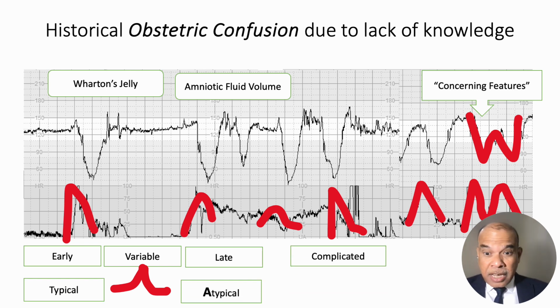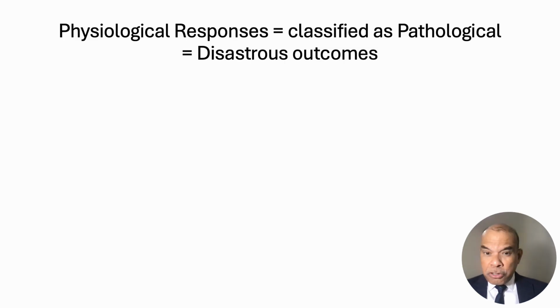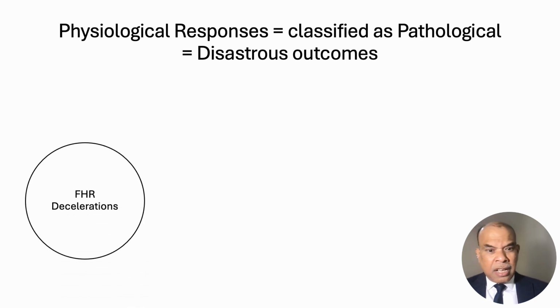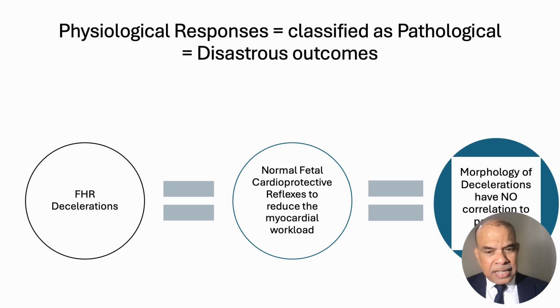And then some said, ooh, that looks a bit complicated, make them complicated. Add an N: uncomplicated. Make it reassuring. Add a non-reassuring. You can see the amount of confusion we had. And because of lack of knowledge and classification of physiological responses as pathological, we had disastrous outcomes. Lots of women had unnecessary cesarean sections because of the high false positive rate.